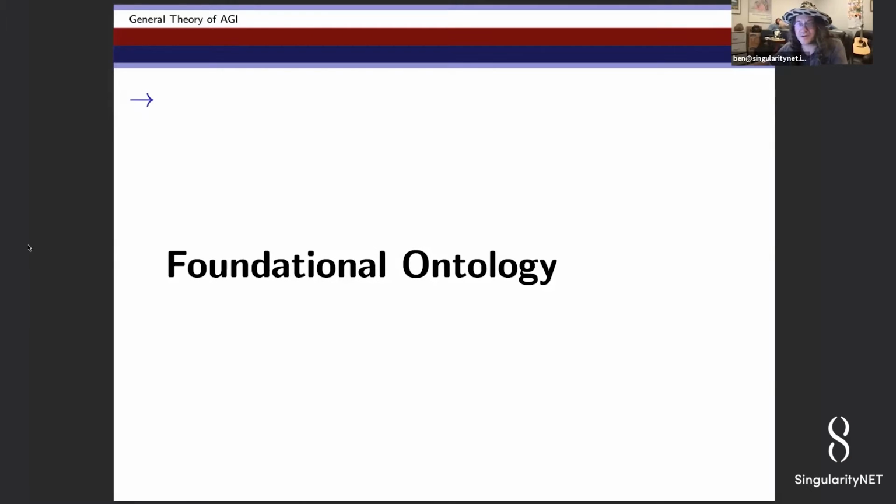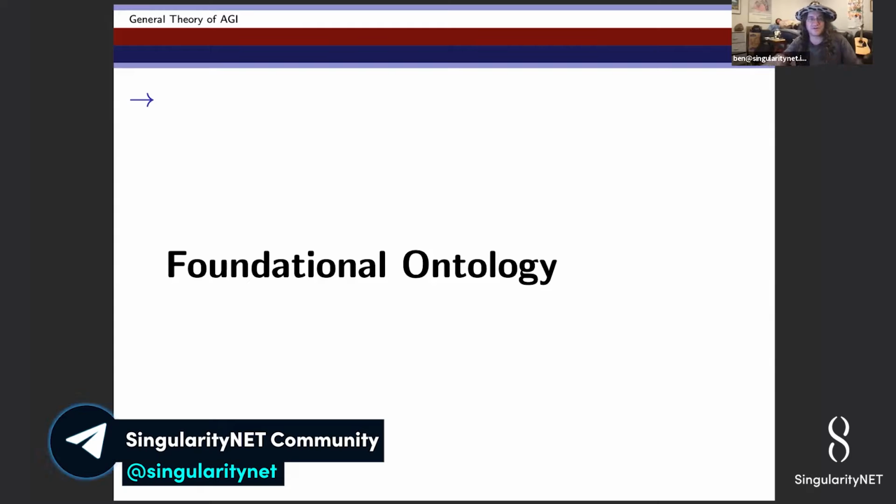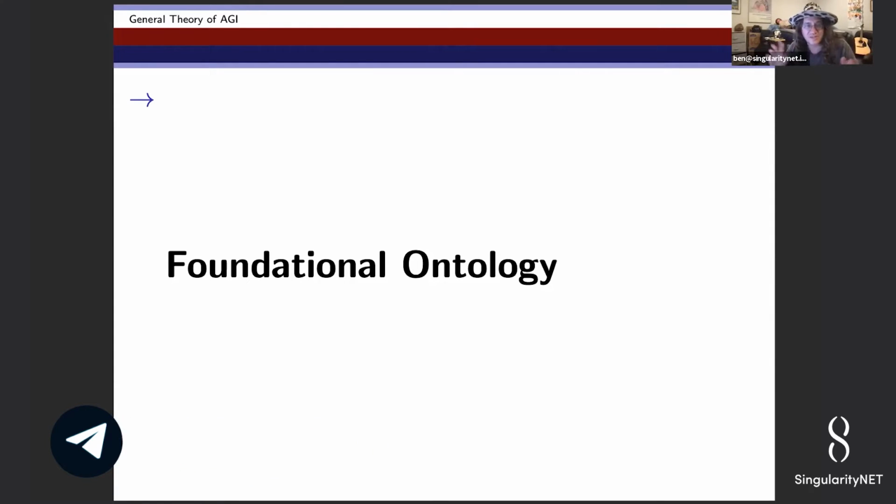So let me share my screen and get going here. Foundational ontology, I've called this section. It's in some ways a very mathy form of foundational ontology, but I think I'm viewing math here as a language for talking about fundamental forms and structures that would be even more confusing if you tried to describe them in the ambiguity of natural language.